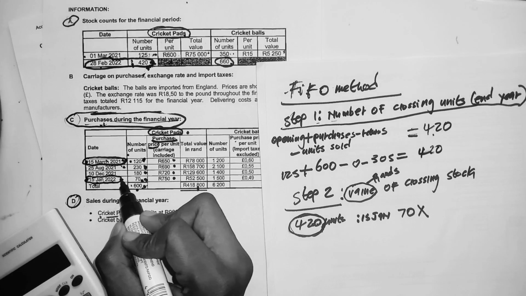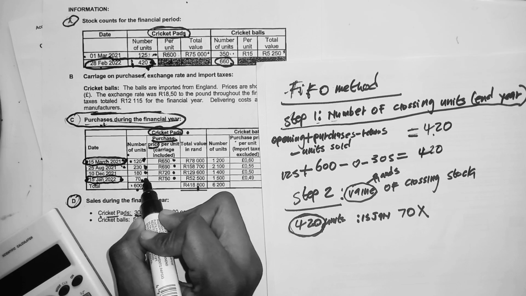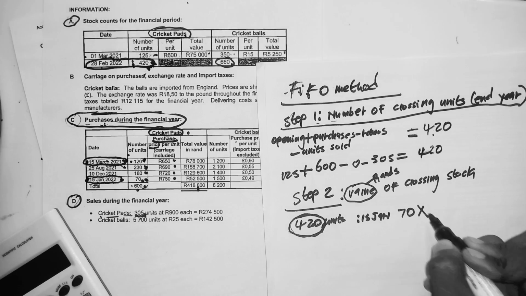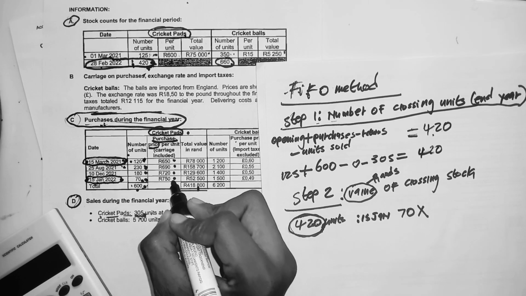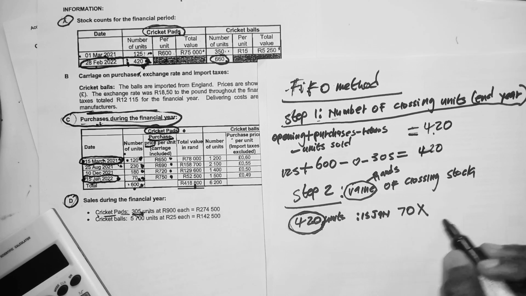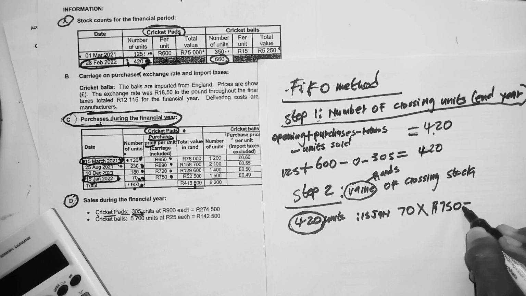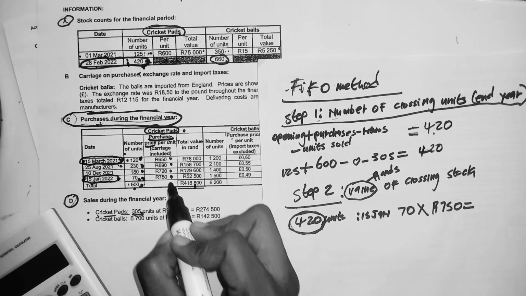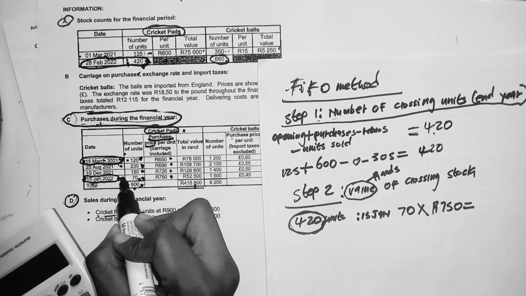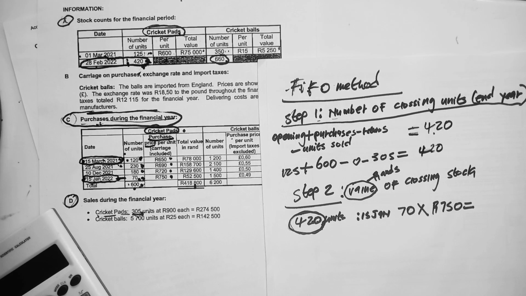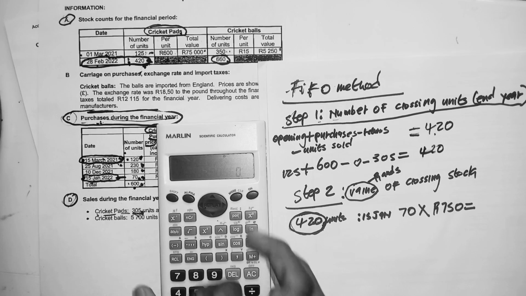So we assume these last purchases, we did not sell them. And this last purchase is 70 units. So that's why we're going to say 70 multiplied by 750. So you're going to say multiply by 750. Then you get your amount. 750 is the price for January 15. That's FIFO.